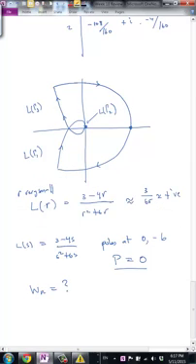Well, we don't know. So why don't we know? Because we need to know where is minus 1 in relationship to this point. Where is minus 1 compared to this point?